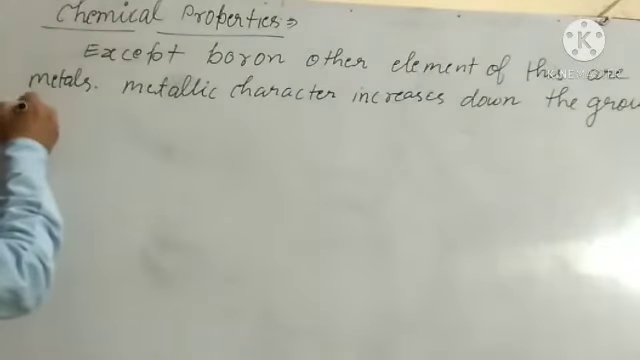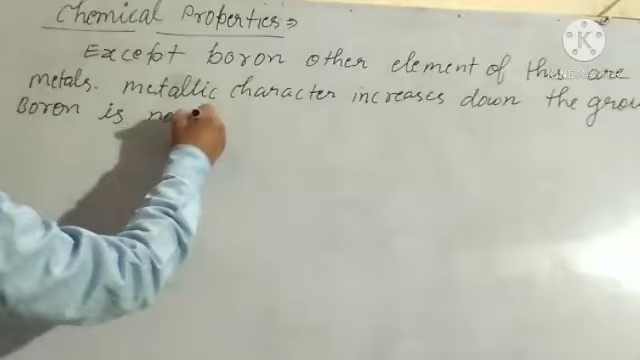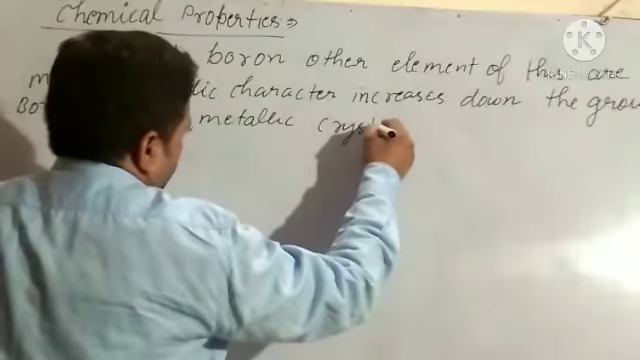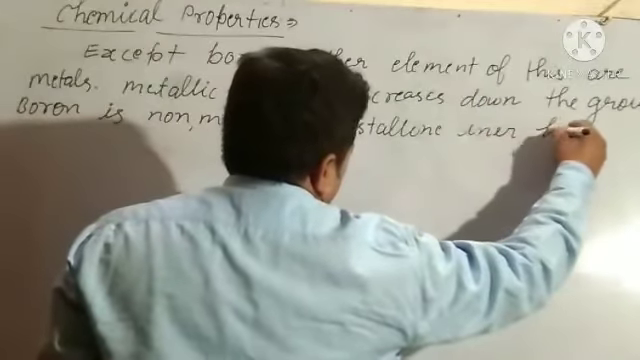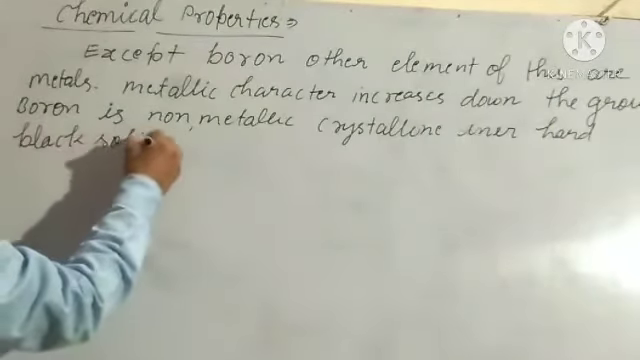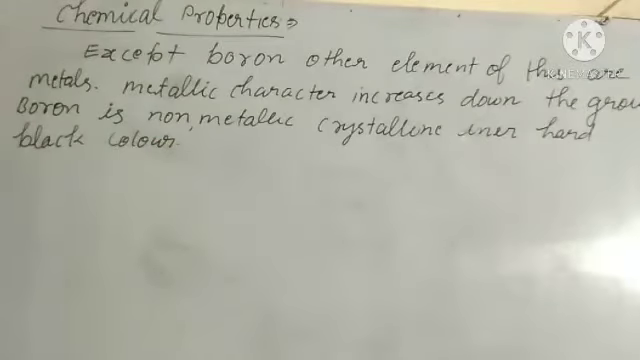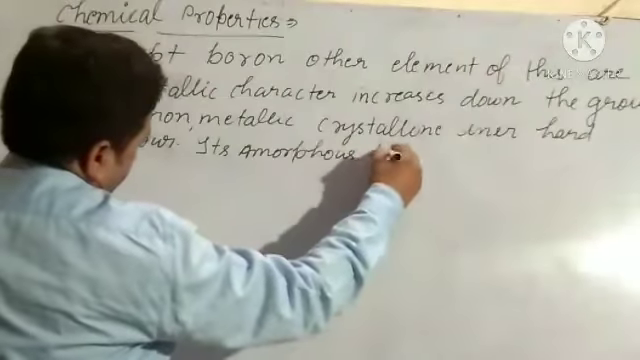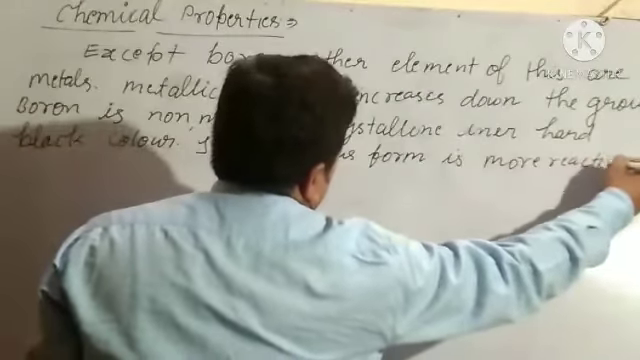Boron is a non-metallic, crystalline, inert, hard, black solid. Its amorphous form is more reactive.